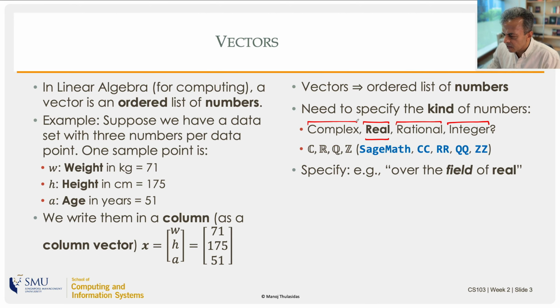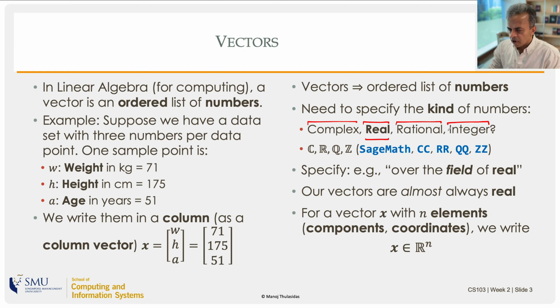So if you take an integer and for some reason you scale it by 0.5 or something, then it becomes a rational number, or if you scale it by pi or something, then it becomes a real number, that's okay. The program will hopefully take care of such promotion of types, but it's something to keep in mind. So for a vector of n elements, we will write x a member of Rn.